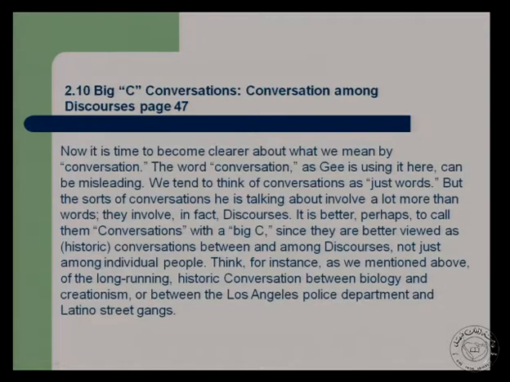Notice the word conversation, once I say conversations with a big C, capital C, and I don't write it with the small letter c, because I'm talking about another type of conversation. I don't mean here a conversation between two persons, two girls, two boys who are equal. No, I'm not talking about individuals. Big C conversations: conversation among discourses.